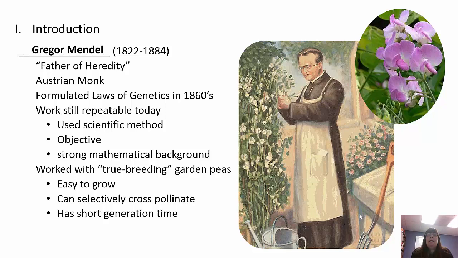So we use these garden peas because, first of all, they were very easy to grow. They can selectively cross-pollinate, so he could pick and choose what he wanted to cross-pollinate. And they have a very short generation time, meaning that he could study generations in a very short period of time.